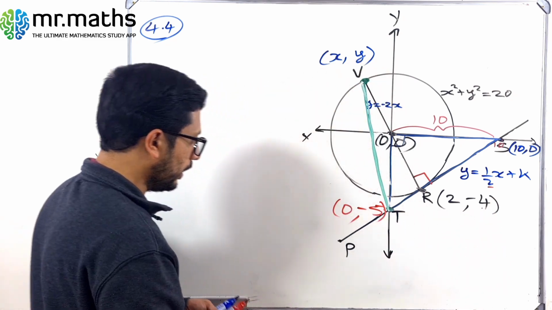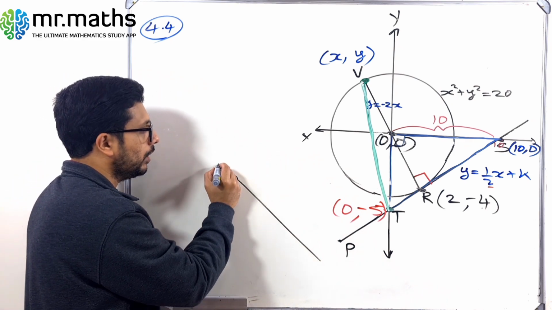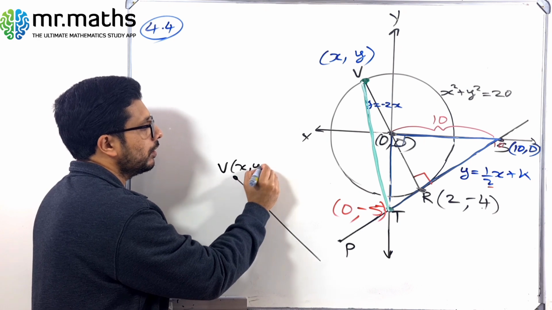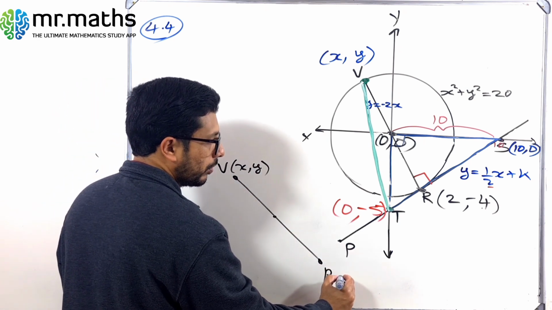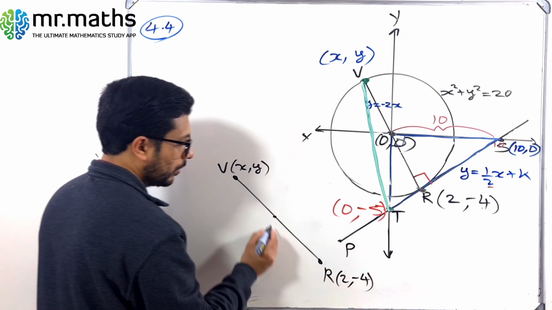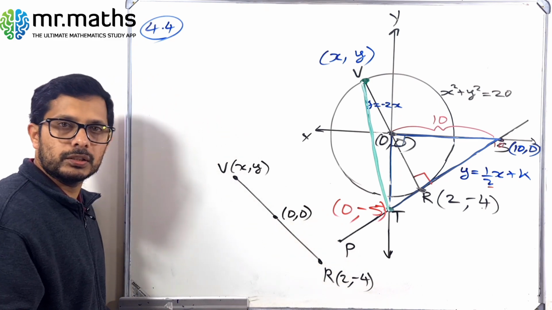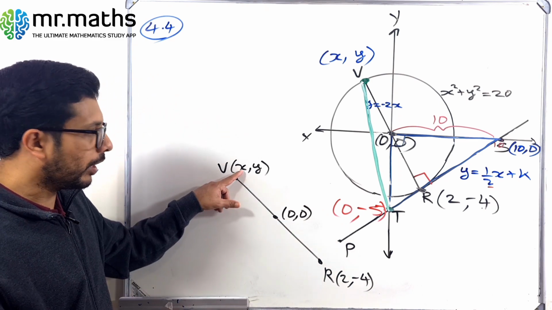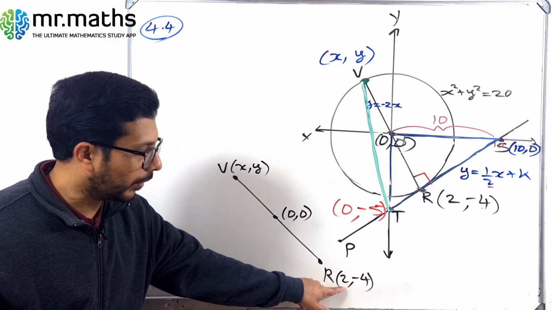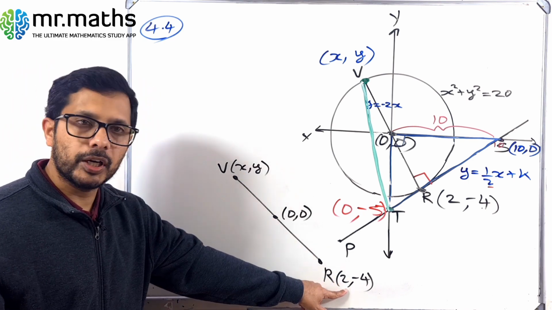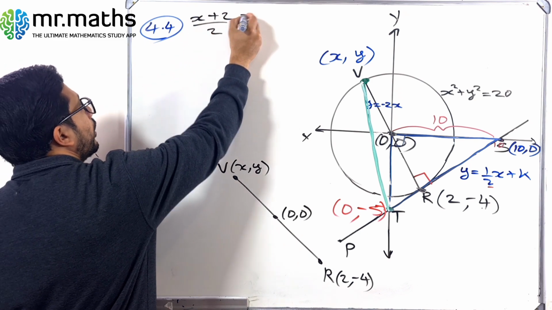So how can I find this x comma y? You know, there is a straight line like this, guys. This is the point V, x comma y, and this is the diameter from here to here. And here the coordinate is 2 comma minus 4. So you know that this is the center, the origin, 0 comma 0. So how can I find the value of x? Apply the midpoint formula, right? So x plus 2 divided by 2.